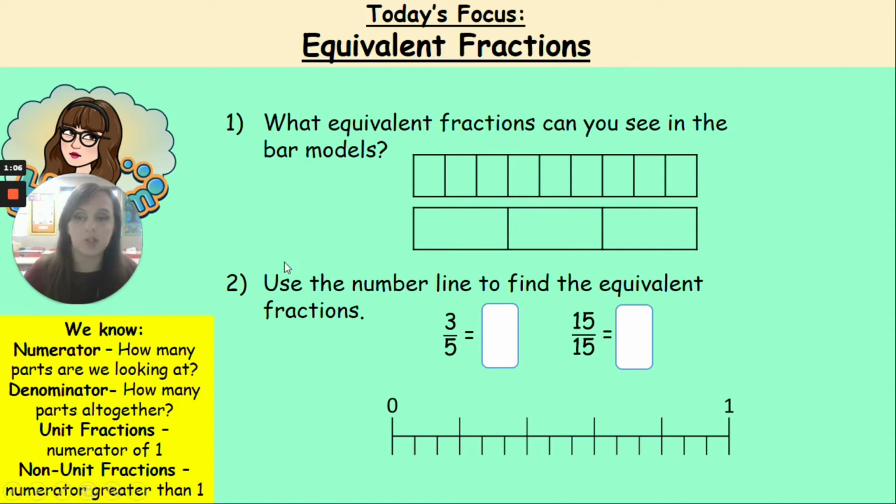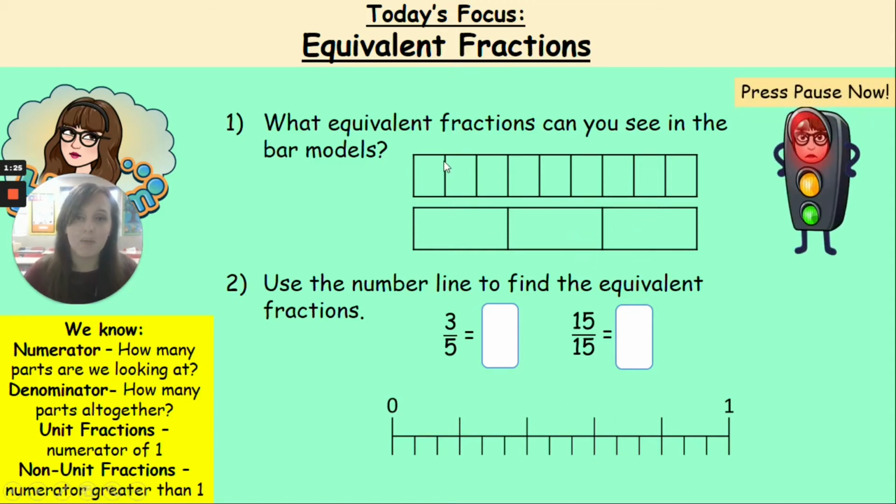So first question, and I'd like you to pause the screen and have a go at these, but I'm just going to explain it. In the first question we have two bar models. The first bar model is split into 9 equal parts. You can count them and check for yourself. The bottom bar model is split into 3 equal parts, but we can see both these bar models are just as big as each other.